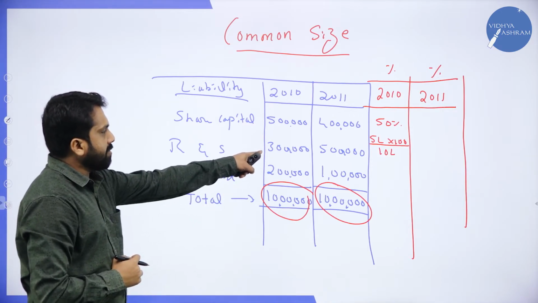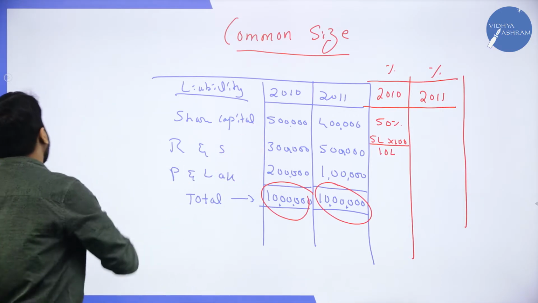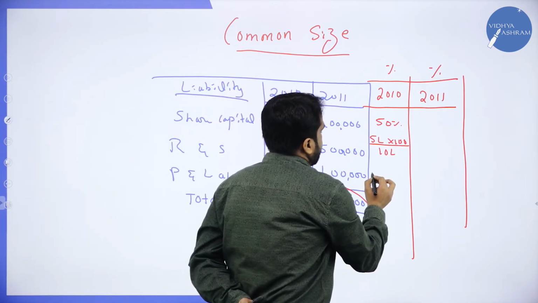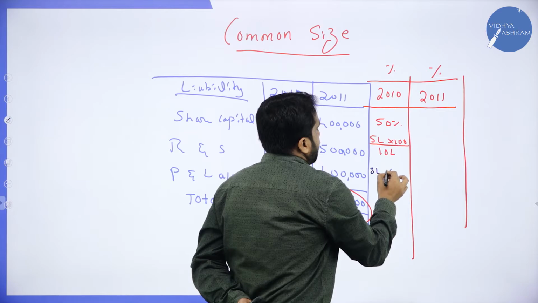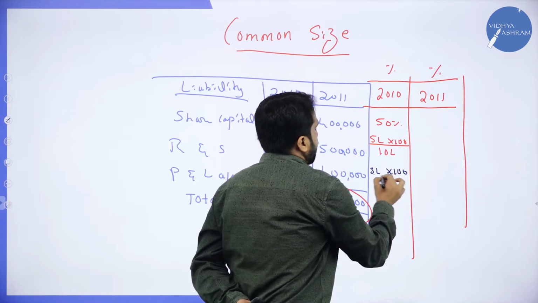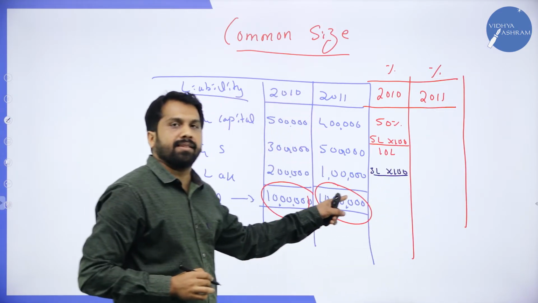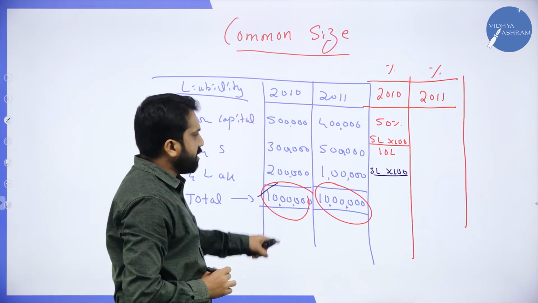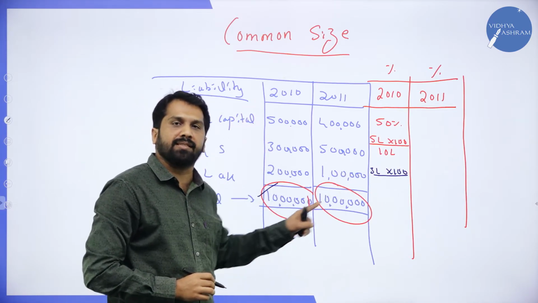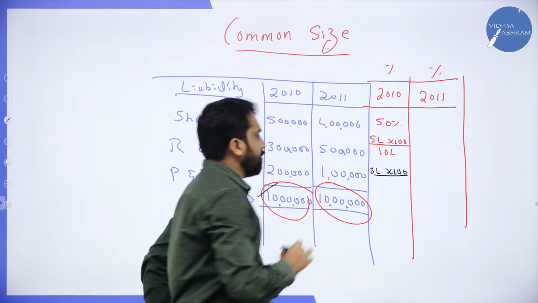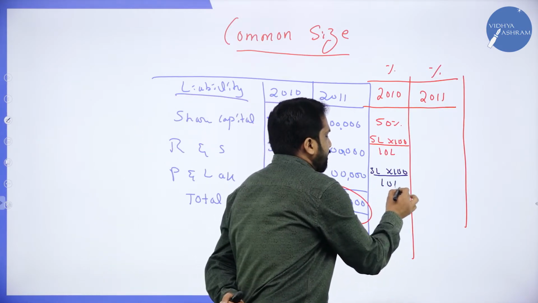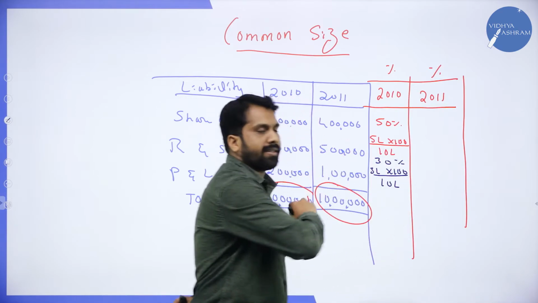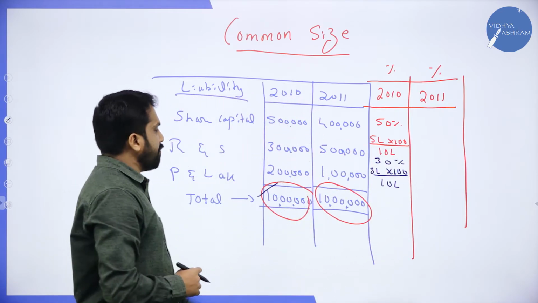Now we'll calculate the second one. Yeah, this is 3 lakh. 3 lakh multiplied with 100. What is the base? Yes, the base is again 10 lakh. For every calculation, the base is always total. Now, this is 10 lakh. Your answer is 30%.